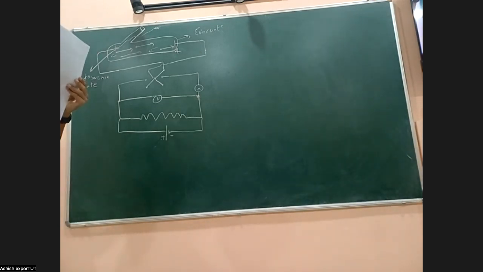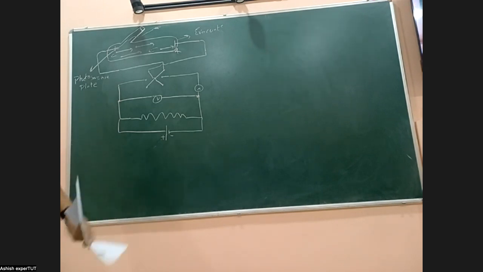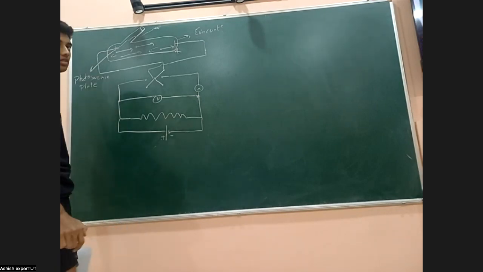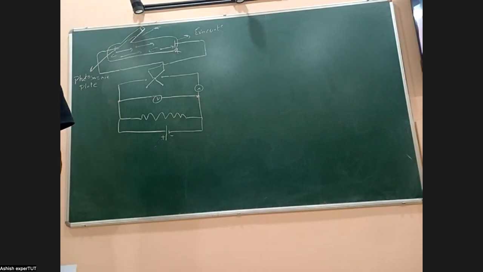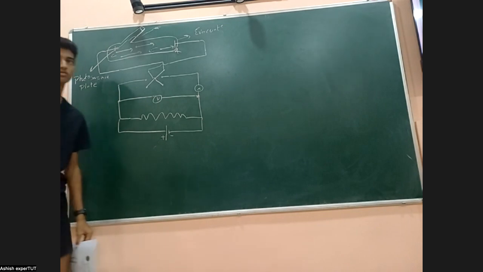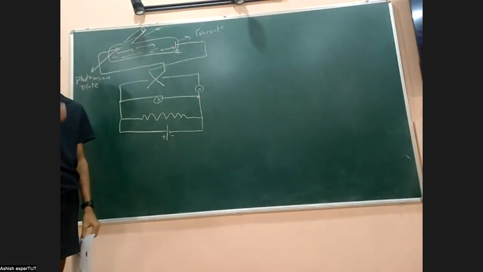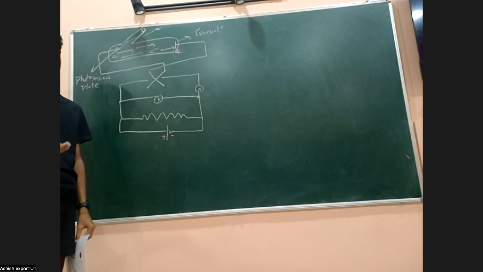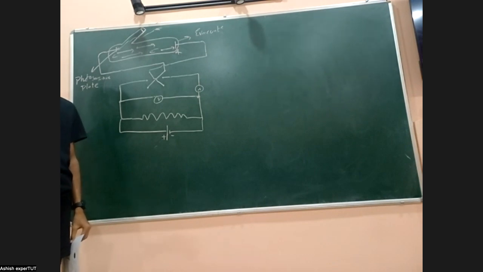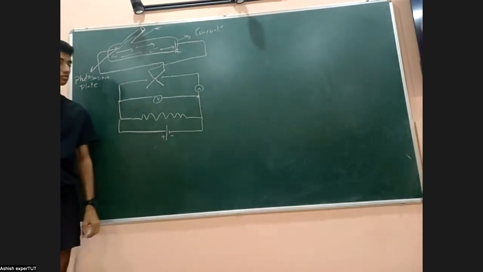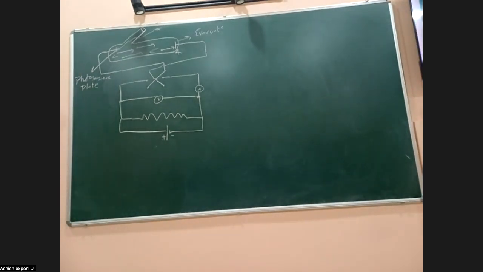Next question. It is made up of what? It is made up of metal, right? Why is it made of metal? Metal is easier to eject electrons. Why is it easier for metal to eject electrons? They are free electrons, or they are electropositive. Okay, electropositive or free electrons. Good.